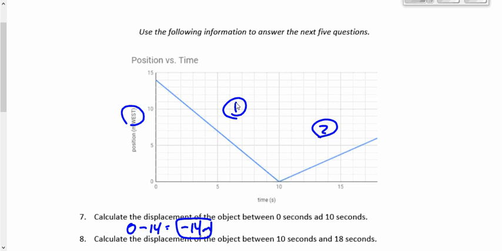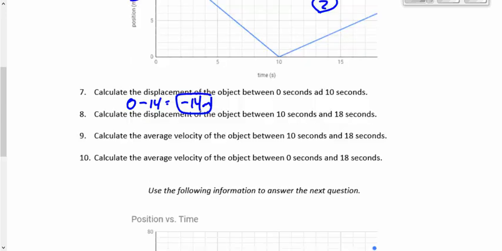If you happened to have defined it the other way, I wouldn't do that. But if you did happen to do that, then you should have gotten a positive 14. Or you could have said alternatively, 14 meters to the east. 14 meters to the east would be your answer. I just leave it as negative 14, though, to be honest.